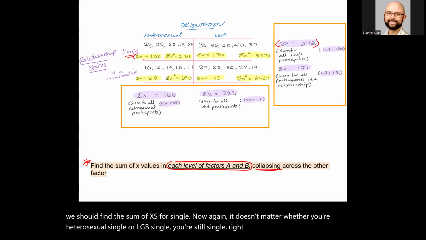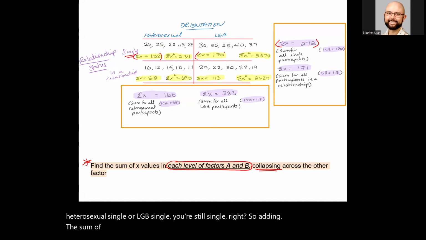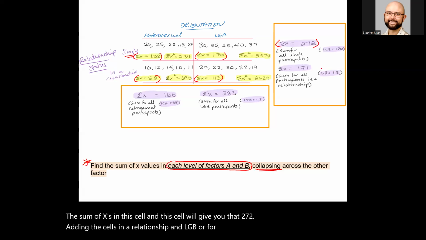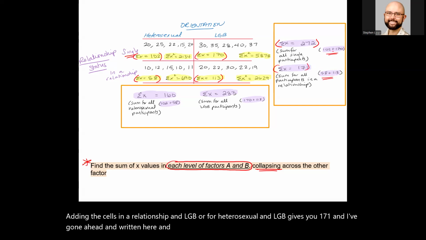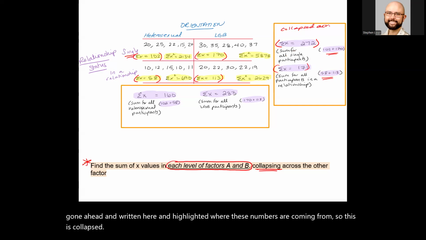So adding the sum of x's in this cell and this cell will give you that 272. Adding the cells in a relationship and LGB, or for heterosexual and LGB, gives you 171. And I've gone ahead and written here and highlighted where these numbers are coming from. So this is collapsed across orientation.